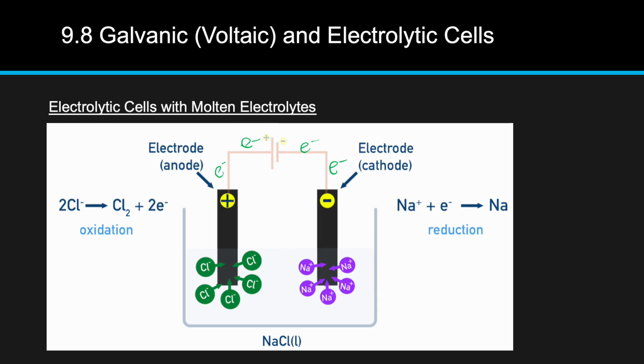to the cathode where we have our Na plus ions. And those Na plus ions are then going to react with those electrons to form solid sodium. And the solid sodium is going to plate onto this cathode. Remember, the cat gets fat. Still applies to electrolysis.